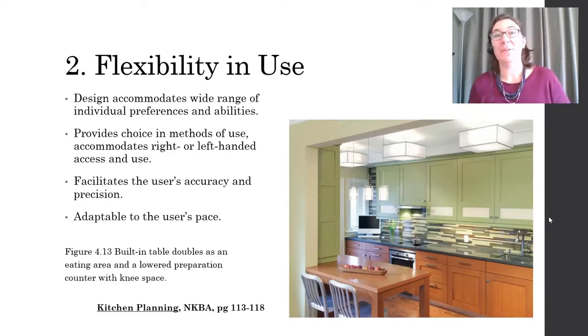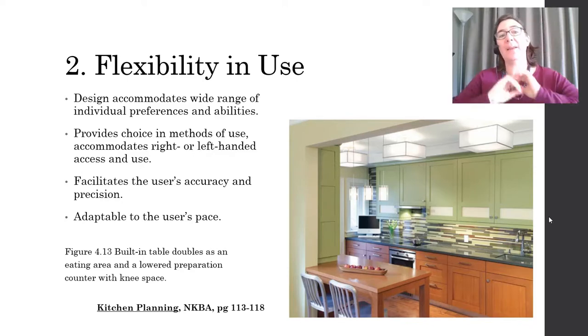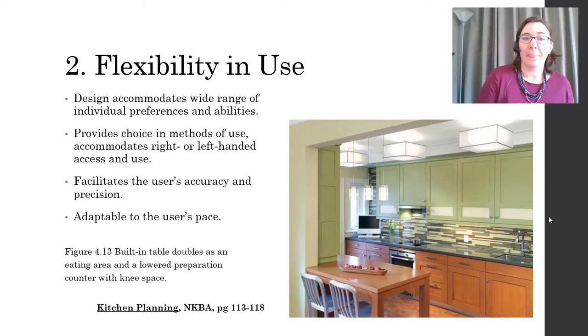Our second principle of universal design is flexibility in use. And we'd like our design to accommodate the wide ranges of individual preferences and individual abilities. Therefore, we need to provide choice in how people use our space. You need to accommodate right or left-handed access, and that's not just for preference for people who are right and left-handed, although that's important too. It's for some people who are unable to use one or the other, right? We need to facilitate our user and how accurate they're able to use our space.